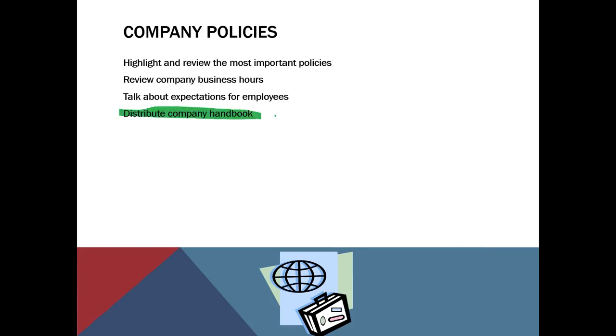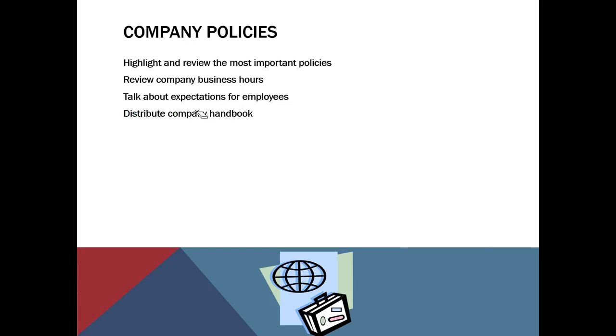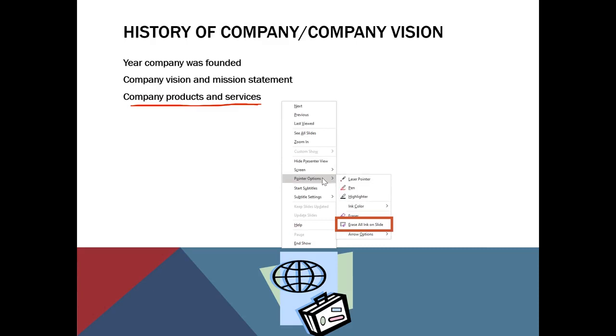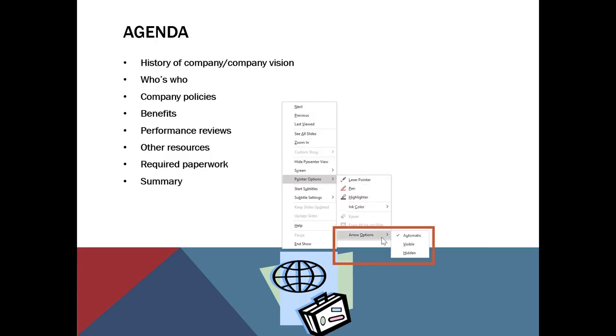What if you want to remove annotations from your presentation? Just use the Eraser tool to erase a single complete annotation mark, such as a continuous line or shape made by the pen. Clicking the Erase All Ink on Slide option will automatically erase all annotations on the slide. Finally, the arrow option is used to toggle the visibility of the arrow. The available options include automatic, visible, and hidden.